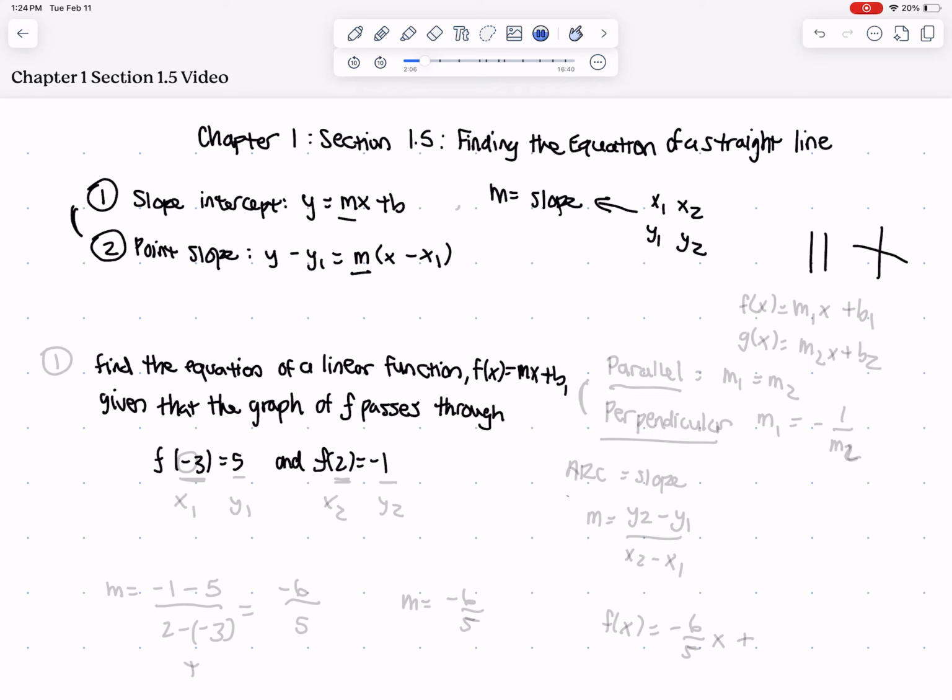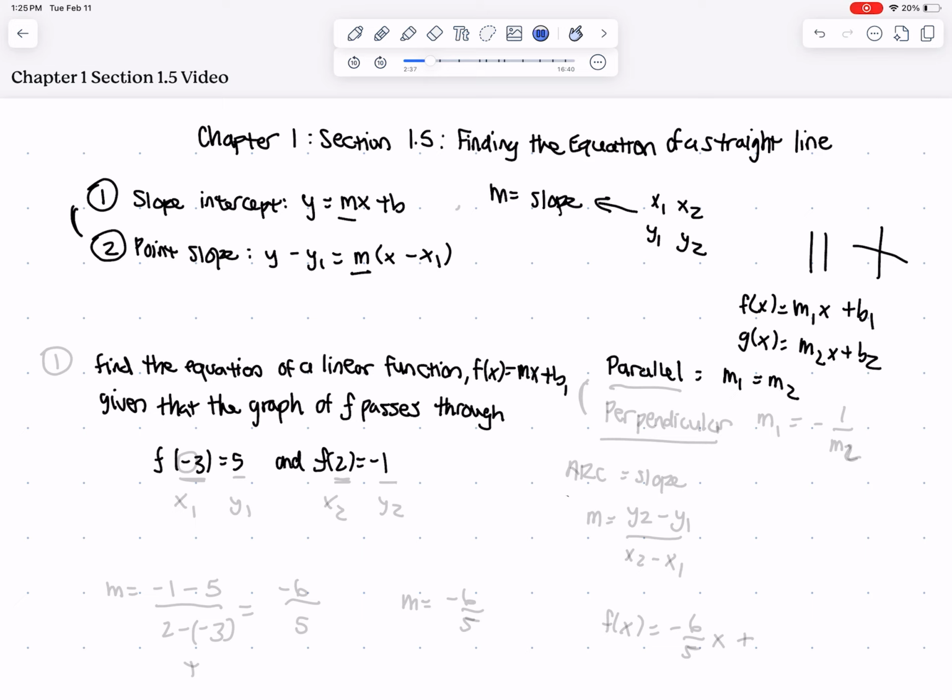So let's say they gave us the example in the textbook. They gave us f of x equals m1x plus b1, and then they gave us g of x equals m2x plus b2. And the initial ones, they'll say, oh, it's running parallel. So if it's running parallel, that means their slopes are going to be equal to each other. They're going to be the same. So that means m1 is equal to m2.